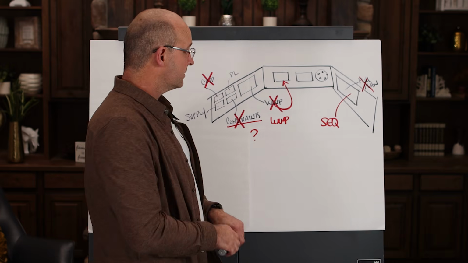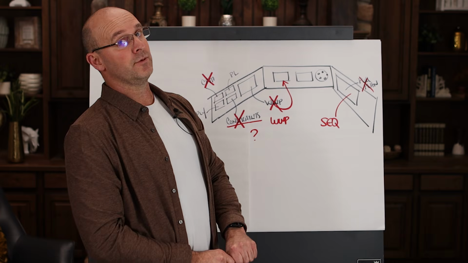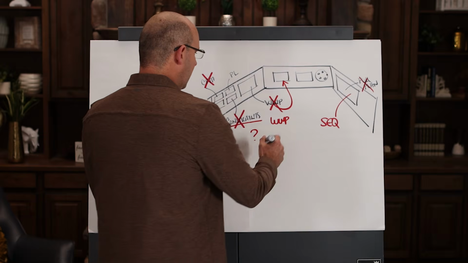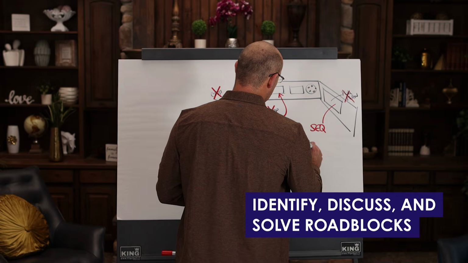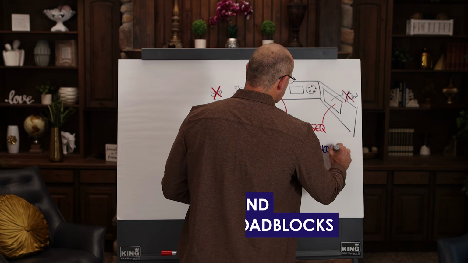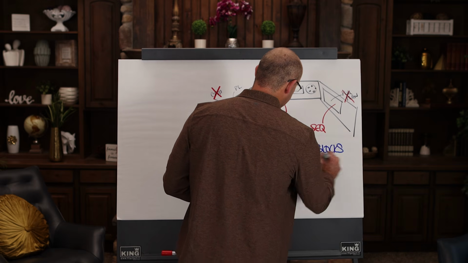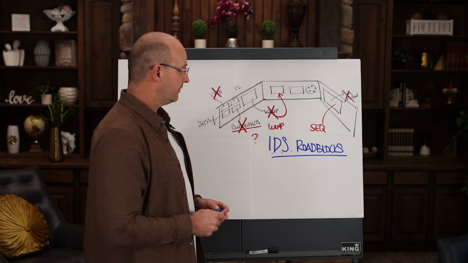Now let me bring this home. What do I want people in the office to mainly focus on? I want them to focus on identify, discuss, and solve roadblocks. Your constraints should already be a part of the system design if you've done it right.